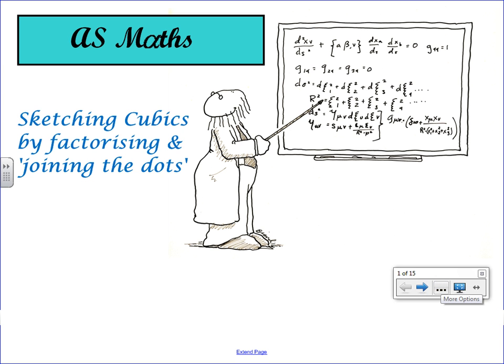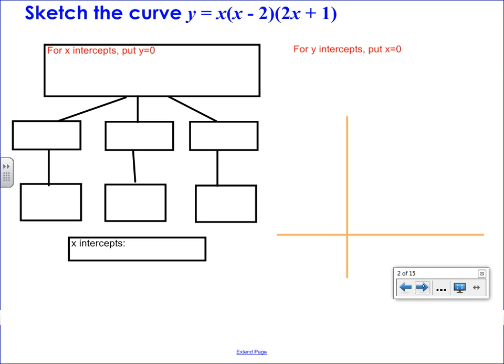So we're going to now look at how to sketch cubics, and the main thing is that we need to factorise the cubics. That's going to be the big job, or they'll already be factorised maybe, but they must be factorised. And then we're just going to join the dots. That's the method we're going to do.